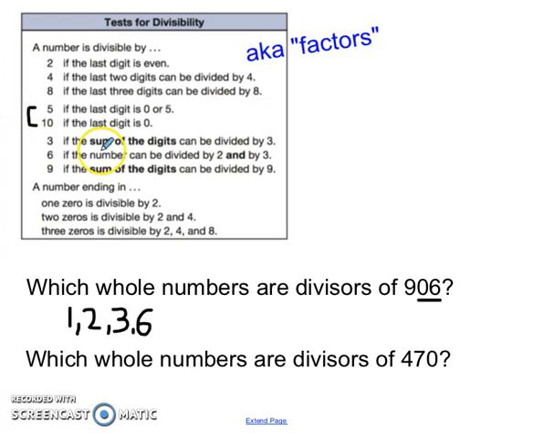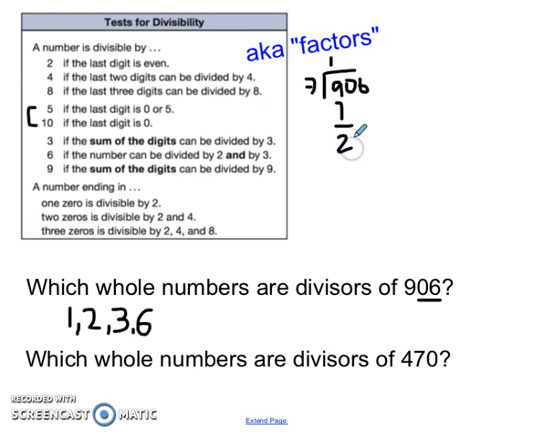Seven is kind of the oddball. It's not on here, so unfortunately you have to actually do some long division to figure out if 906 is divisible by 7. Often it isn't, whatever number they give you, but we do want to check it. So 7 goes into 9 one time. We get a 2 left over.